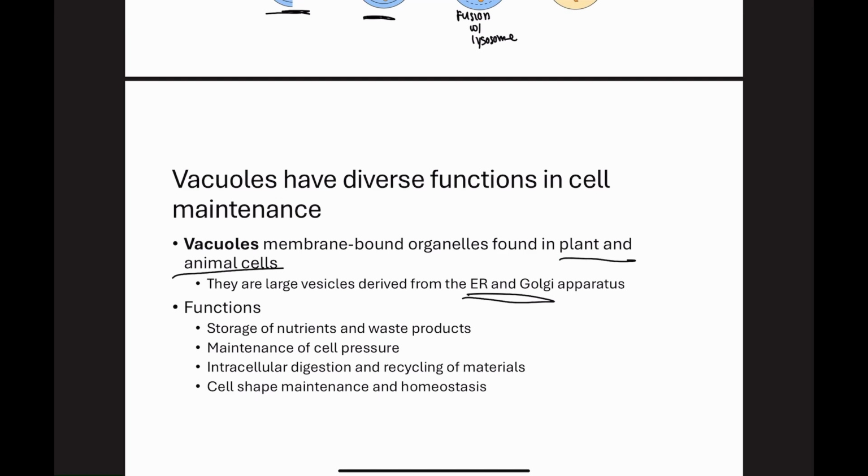And some of these functions include the storage of nutrients and waste products. It's going to help in the maintenance of cell pressure. It's going to aid in intracellular digestion and the recycling of materials. And it's actually going to help with the maintenance of cell shape and homeostasis as well.